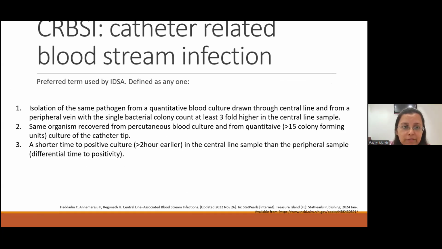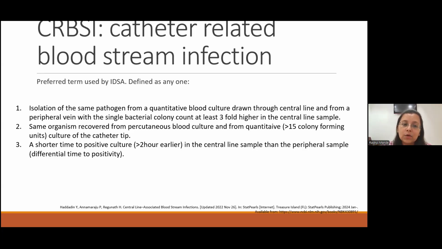Now I'll just briefly tell you about catheter-related bloodstream infection. So, what is the definition of catheter-related bloodstream infection? It's mainly isolation of same pathogen from a quantitative blood culture drawn through central line and from a peripheral vein with a single bacterial colony count at least 3 folds higher in the central line sample. Then same organism recovered from percutaneous blood culture and from quantitative culture of the catheter tip. There has to be more than 15 colony forming units.